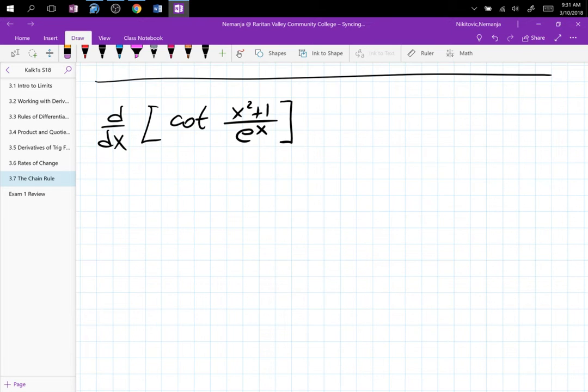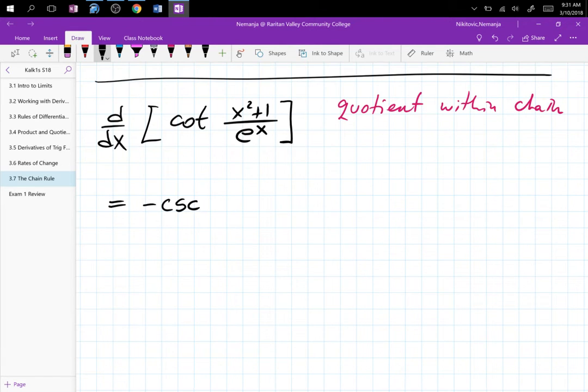Chain is the main one because you are taking the derivative of a cotangent with some other function plugged in. Now the problem is that the function that is plugged in is a quotient. So this is the quotient within chain. So we start by working the chain first. Chain rule said the derivative of cotangent is, anyone? Negative cosecant squared. And then we have x squared plus 1 over e to the x.